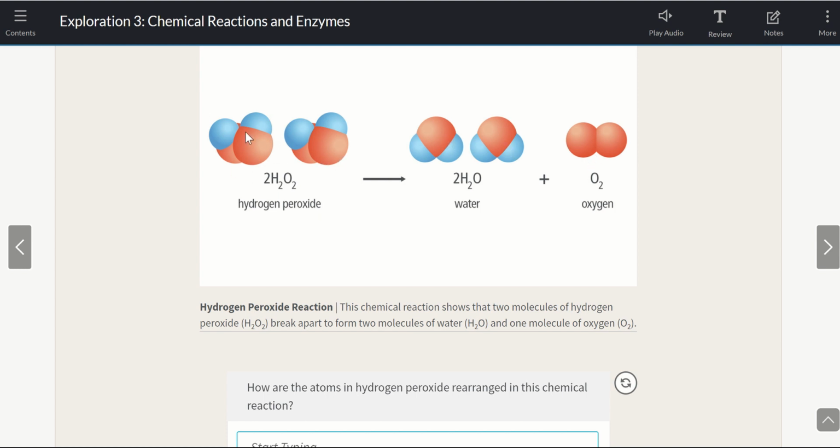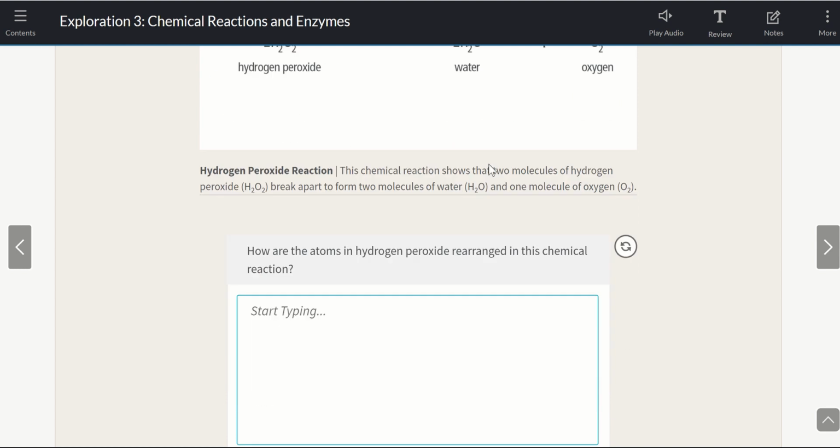So we started with two hydrogen peroxide molecules. We're going to break all these bonds apart. Think about Legos. We're going to break these pieces apart, and then we're going to re-put them together in a new form. So instead of forming H2O2, we're going to form H2O, and we're going to get two of those, and we're going to have two oxygens left over, and we're going to bond those together. That's a chemical reaction. This is one type of molecule, and we're creating a different type of molecule.